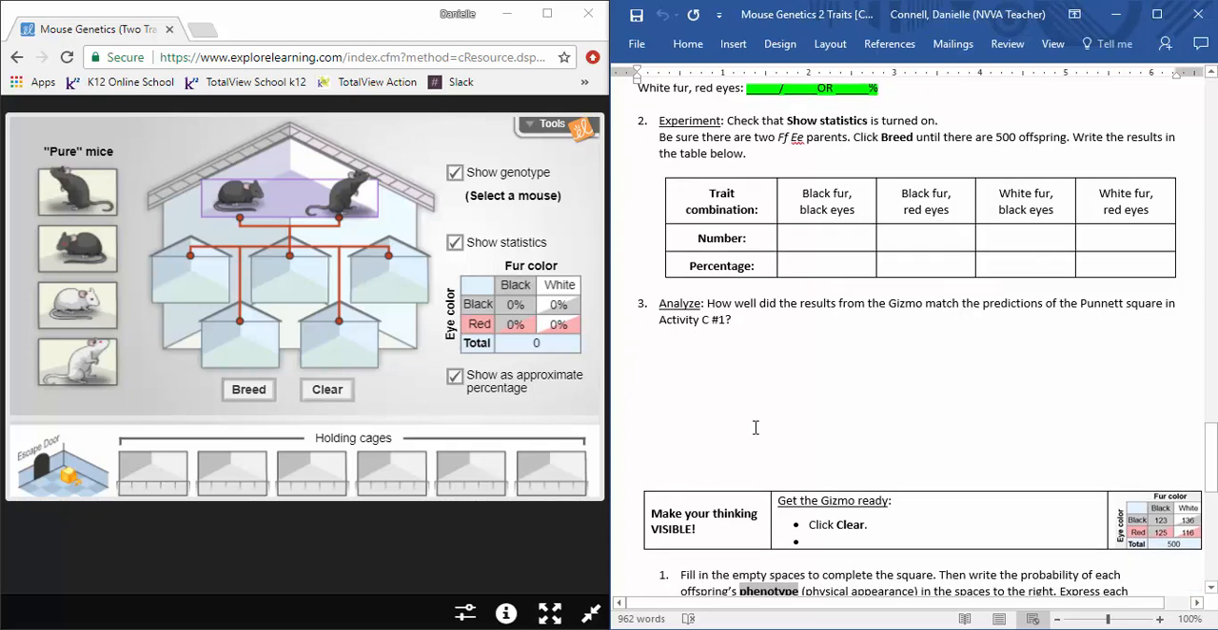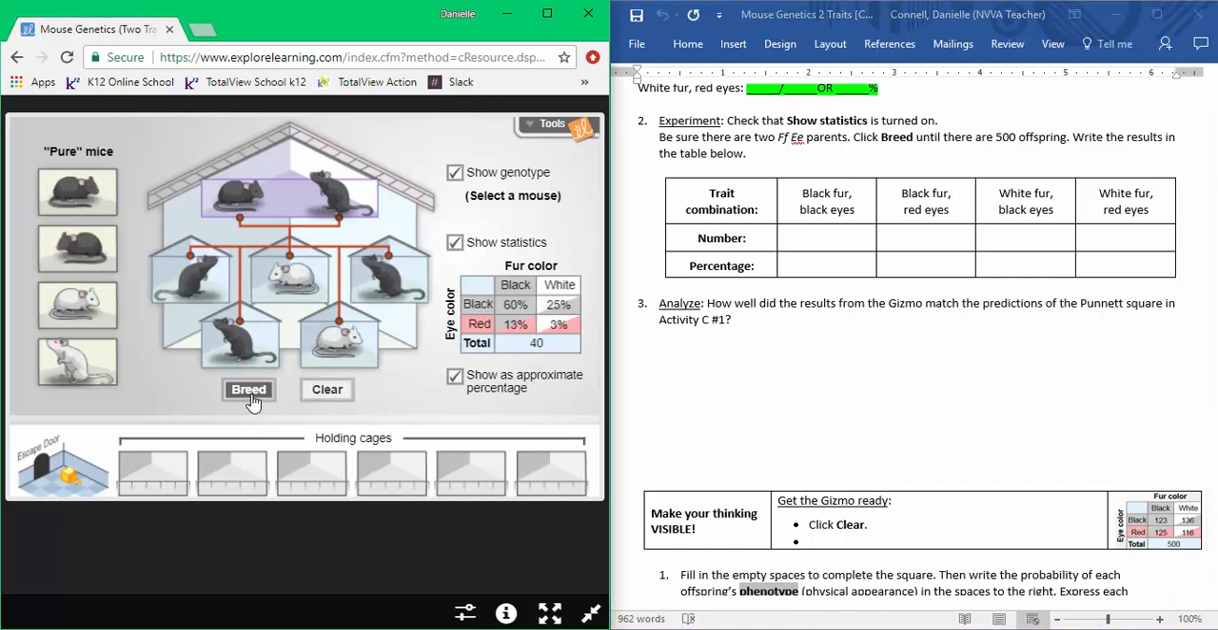Now it gets us down to the gizmo. It says click show statistics. I always have these turned on. Be sure that there's 2 parents with those genotypes given, capital F, lowercase f, capital E, lowercase e. Click breed till there's 500 offspring and write the results in the table. So I'm just going to click breed a couple of times. Make sure your number here says 500 and then start filling in what you see.